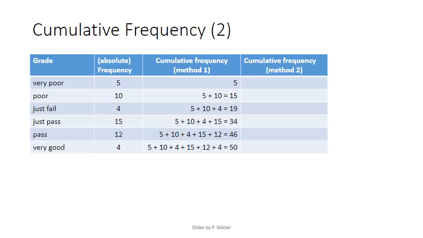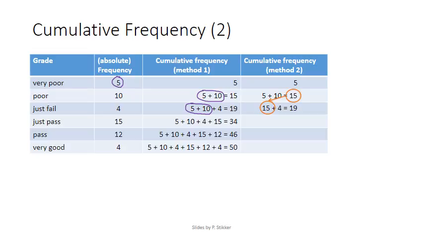As you might have noticed, there's another way of calculating cumulative frequencies. The first one is always the same as the absolute frequency of the first one. The next one will use the previous cumulative frequency, but because that's the same as the first group again, there's not much difference. When we get to the just fail cumulative frequency, you might notice that the 5 plus 10 here is also in here. So that 15 that we already calculated, we can reuse and simply add those 4 again to get the 19.